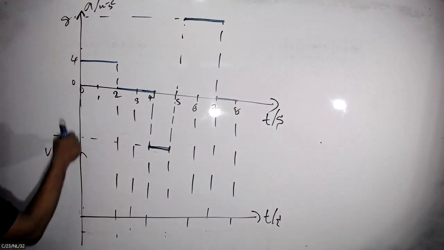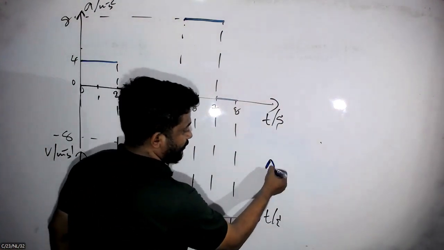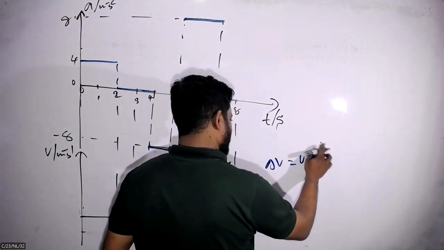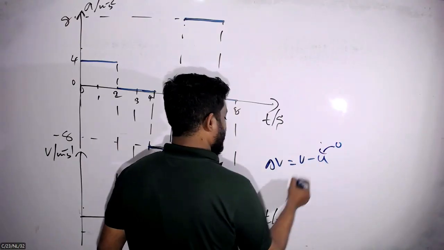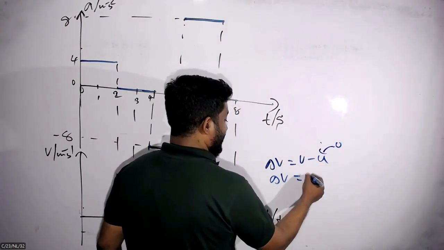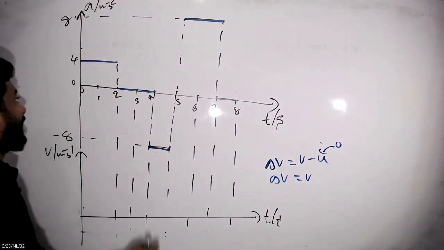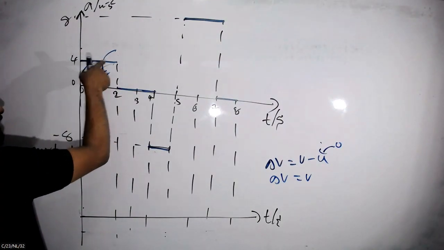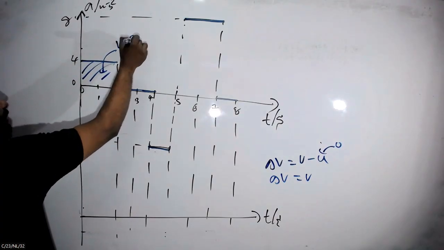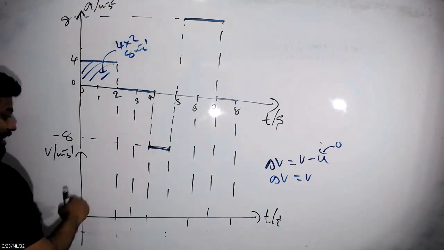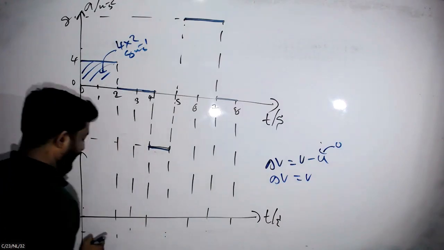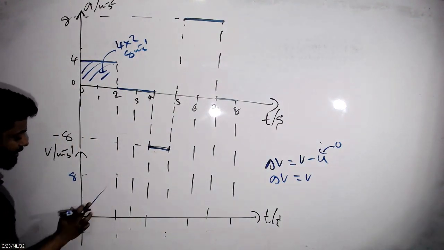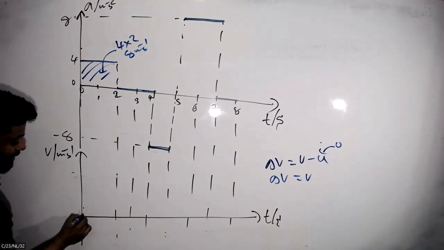Here the initial velocity of the object is 0. Therefore, velocity change is equal to final velocity minus initial velocity. When the initial velocity is equal to 0, velocity change is equal to the final velocity. Therefore, during the first 2 seconds, velocity change is equal to the area under the curve, 4 into 2, 8 meters per second. Initial velocity is 0, therefore the final velocity is equal to 8 meters per second.